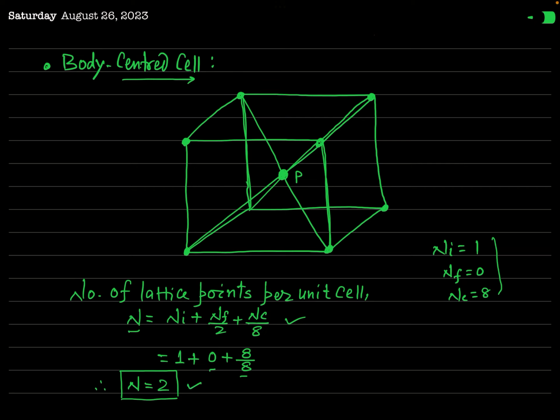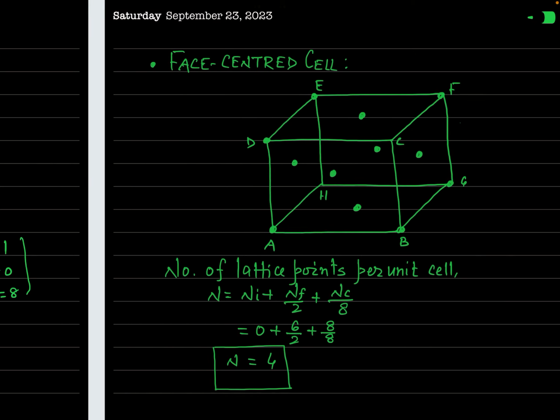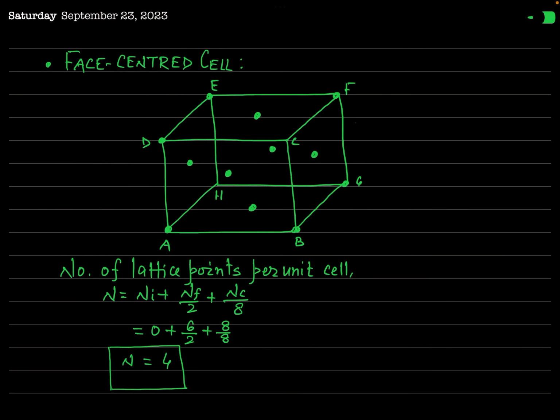So you can say in case of a body-centered non-primitive unit cell, the number of lattice points in the cell is equal to 2. So the density of lattice points is just 2 times the density of lattice points in case of a simple cubic lattice, or you can say the primitive lattice cell.